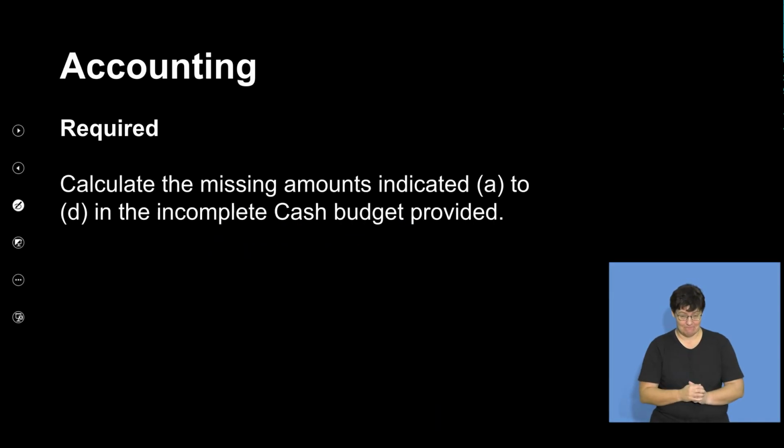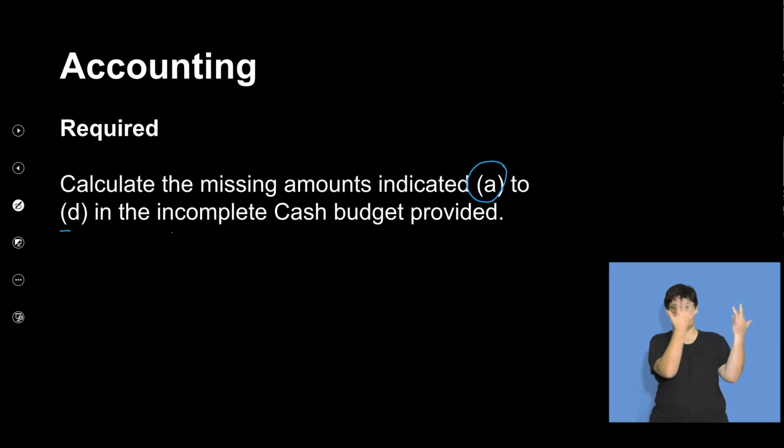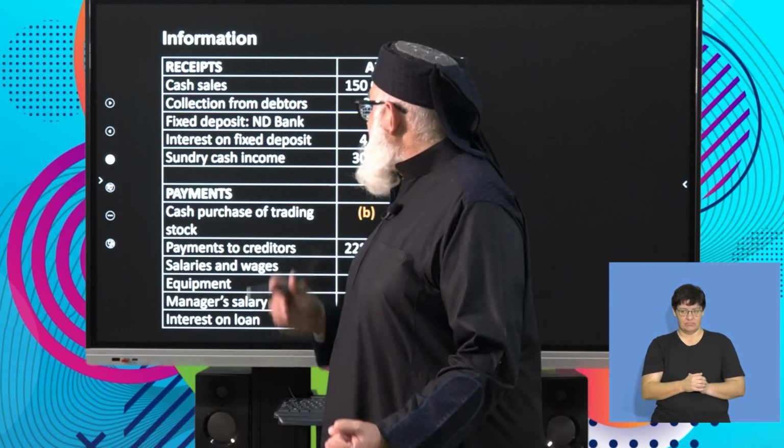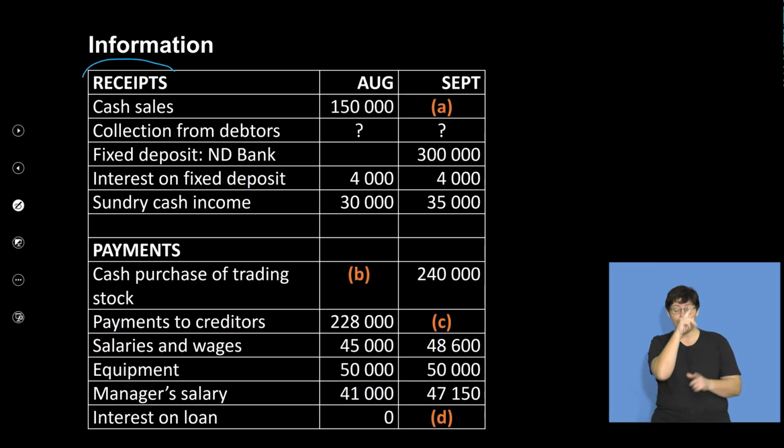Right, now we are expected to calculate missing figures indicated by A to D in the incomplete cash budget. All right, so my focus is my cash budget. Let's look at it and see. There's my cash budget. As you can see, there are missing figures. Now, just before we go into the missing figures, just to draw your attention to the cash budget. Remember, under your receipts, you're going to have all your cash items. As you can see, cash sales, collections from debtors.